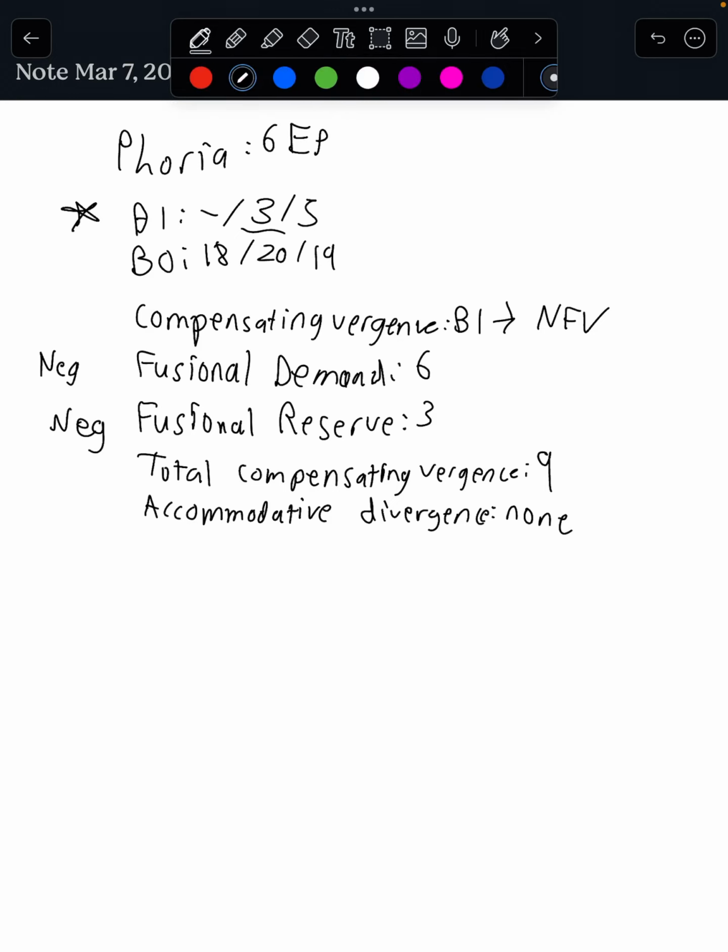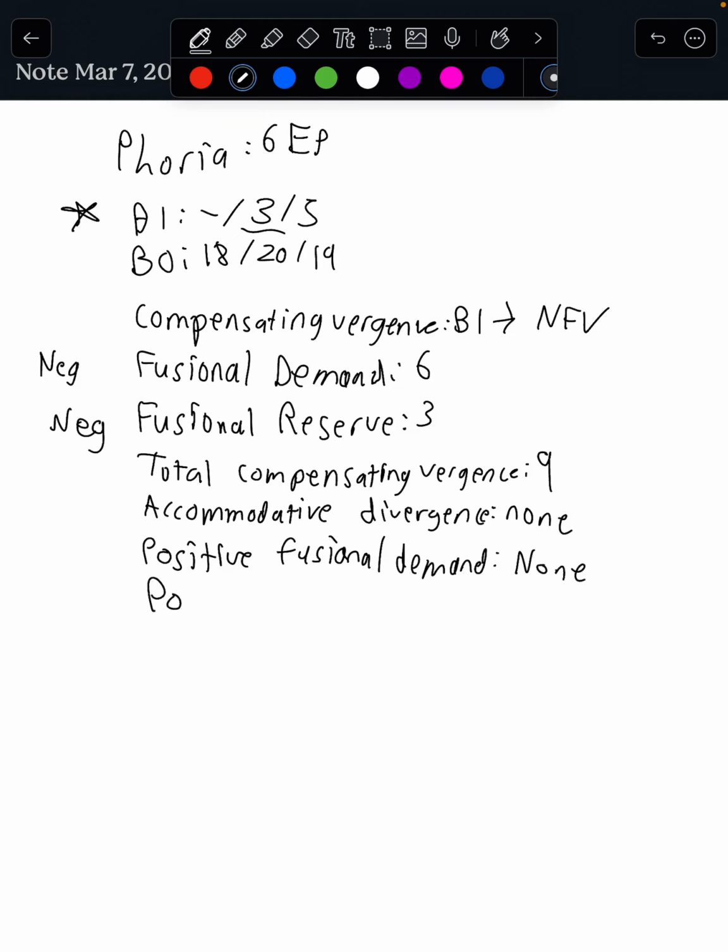All right, so then what if I asked the positive fusional demand? Remember, if they have a negative fusional demand, they do not have a positive fusional demand. Because this patient's ESO, so their eyes are in, so there's no demand for them to be converged anymore. So again, the positive fusional demand is none.